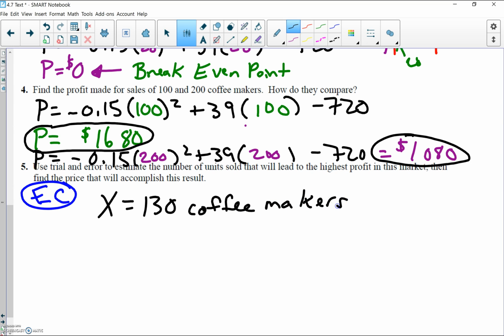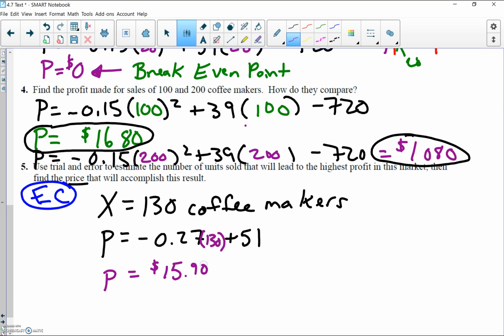And more than profit, they want to know the price that we charge for those coffee makers. So at the very start of this whole page, they gave you a price equation of negative 0.27x plus 51. And instead of x, we can replace that with the 130 and then calculate this. So the price, when you calculate it for 130, is $15.90. So if I can charge my coffee makers $15.90, then I'm setting myself up to get that maximum profit.